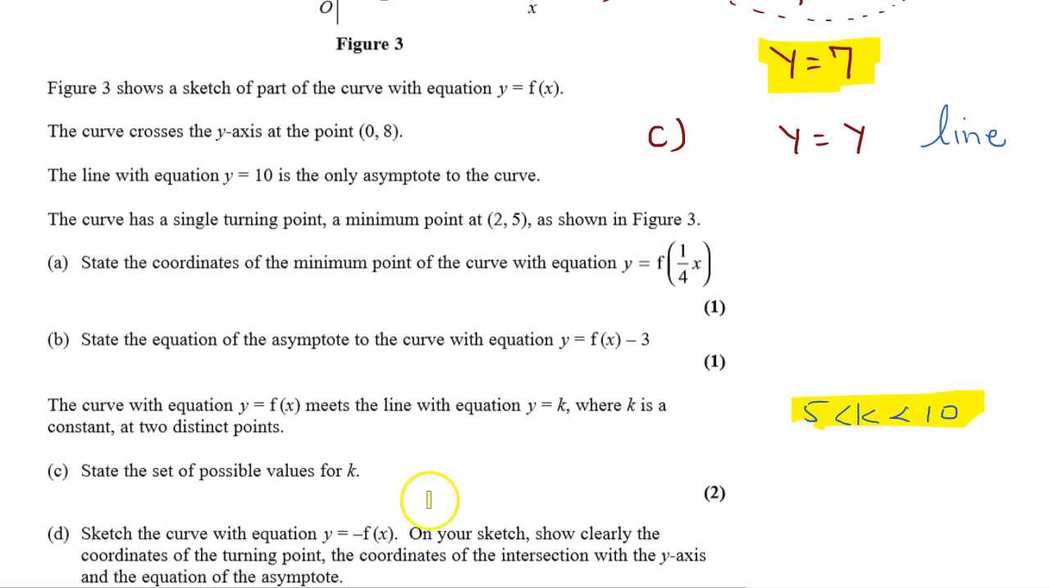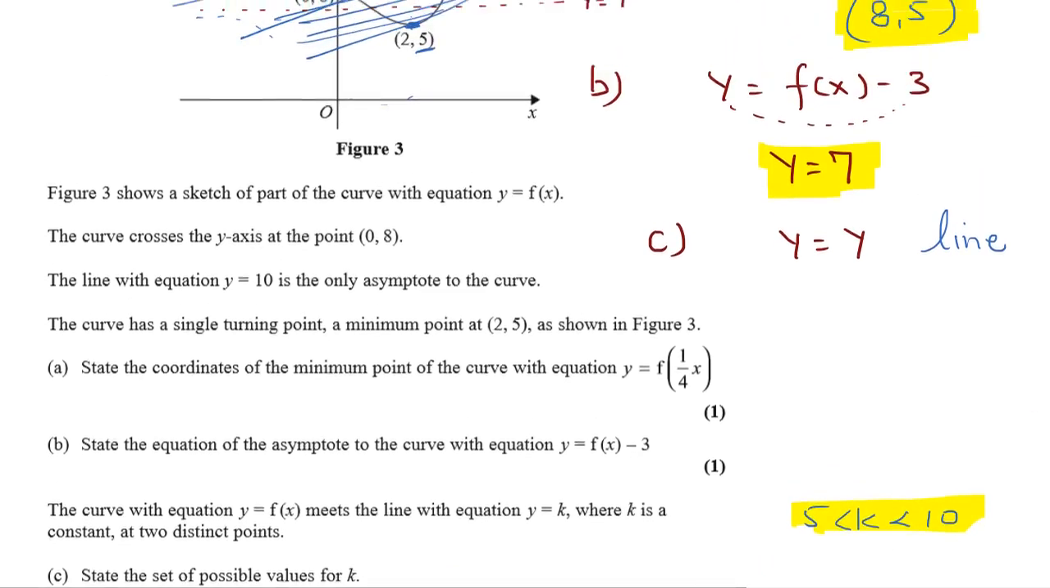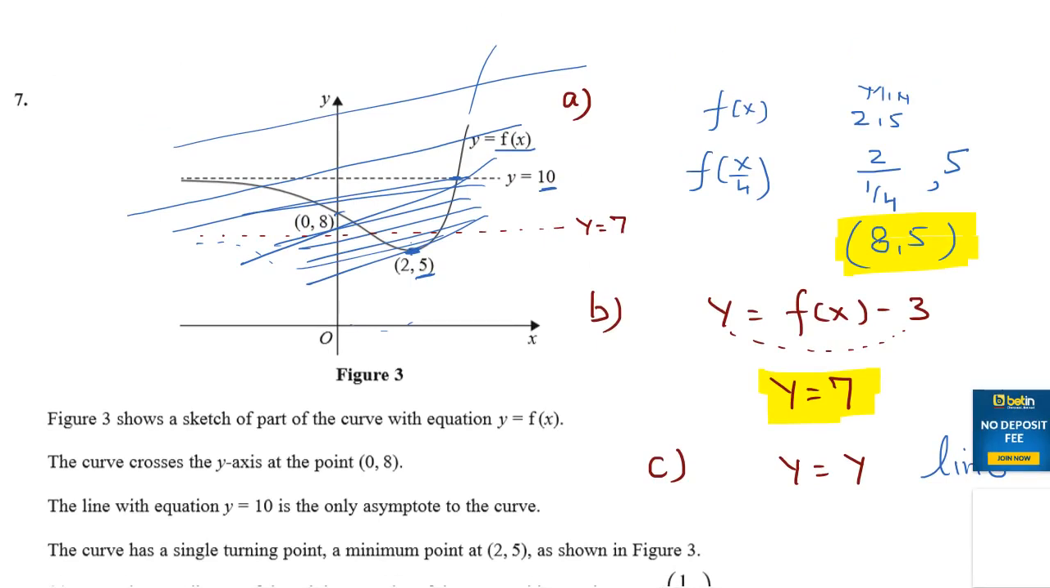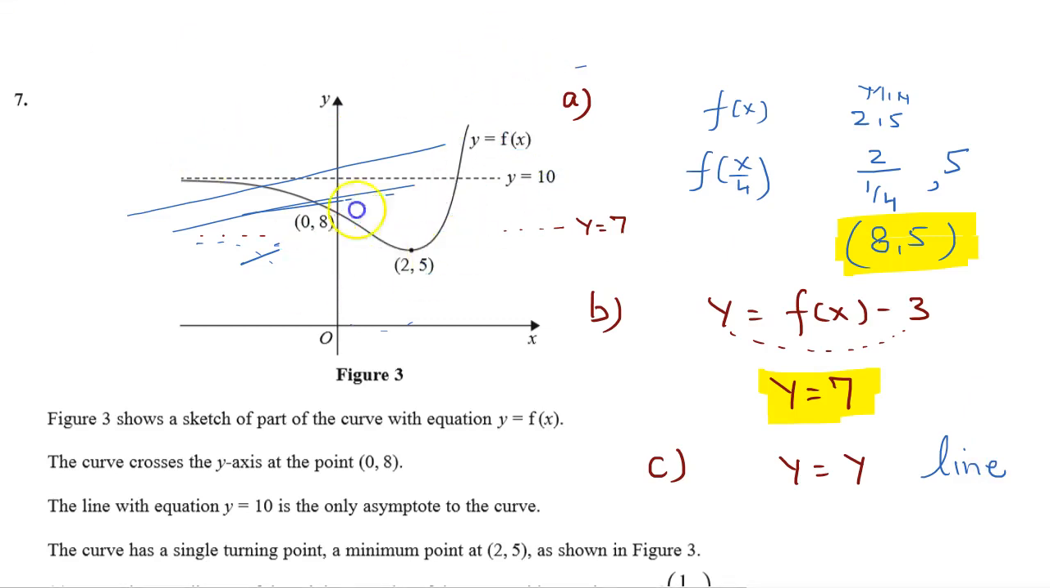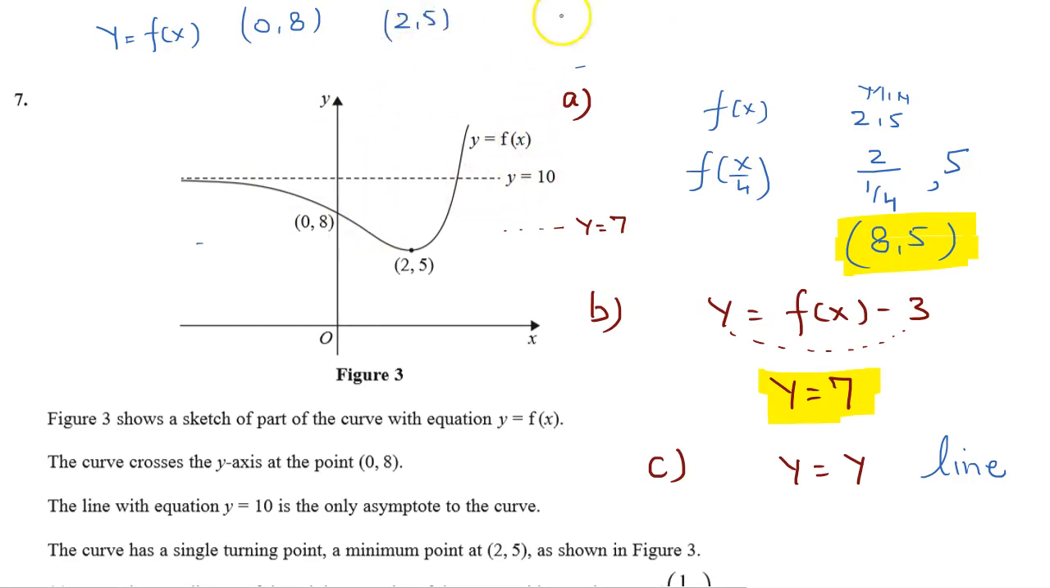Sketch the curve with the equation y is equal to minus f(x). Now this is another example. Let me clean this and let me show you on the same curve. Now we have y is equal to f(x), the coordinates 0, 8 and 2, 5. Let's talk about these two coordinates. So y is equal to minus f(x).